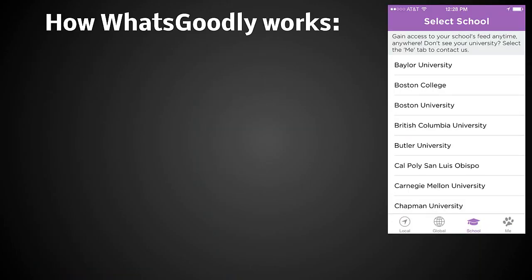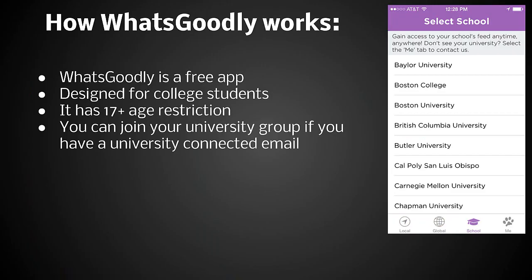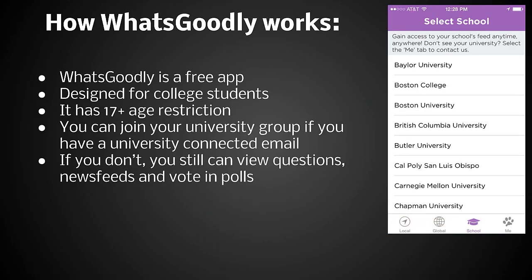How does WhatsGoodly work? Well, WhatsGoodly is a free app. It's designed for college students. It has an age restriction of 17 plus, but your kids at a young age can still get access to it. You can join your university group if you have a university-connected email address. If you don't, you can still view questions, news feeds, and vote in polls.